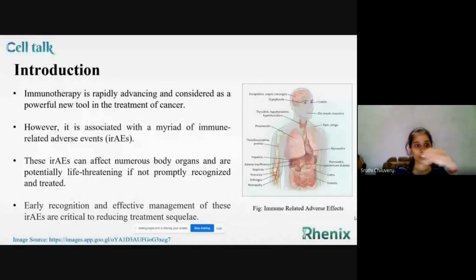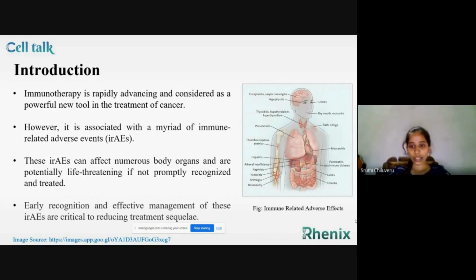When it comes to the introduction, immunotherapy is rapidly advancing and it is considered a powerful new tool in the treatment of cancer. However, it is associated with a myriad of immune related adverse events which can affect numerous body organs and are potentially life threatening if not promptly recognized and treated. Early recognition and effective management of these immune-related adverse events are critical to reduce the treatment sequelae.